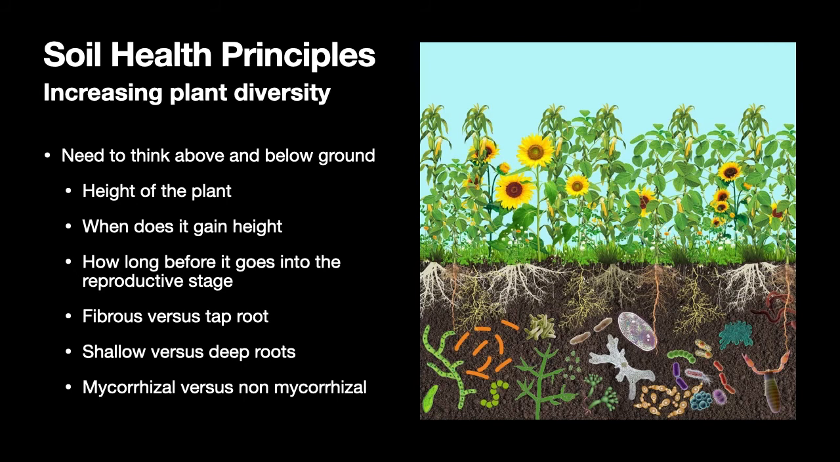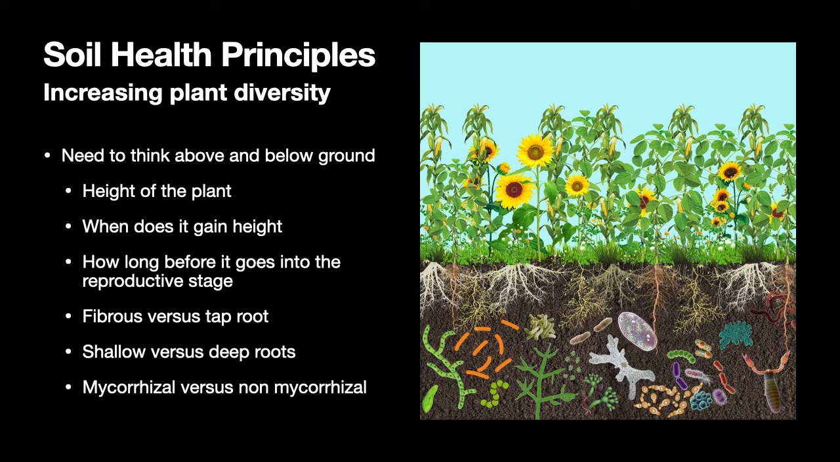And when we look at diversity, not only do we have to think above ground, but also think about what's happening below the ground. When we have these mixes, what is the height of each one of these plants? We have a short, medium, and tall. When does it gain height? So is it a biennial? So the year one it stays really short, and year two is when it starts taking off for height.